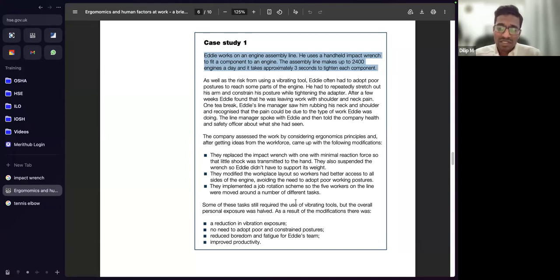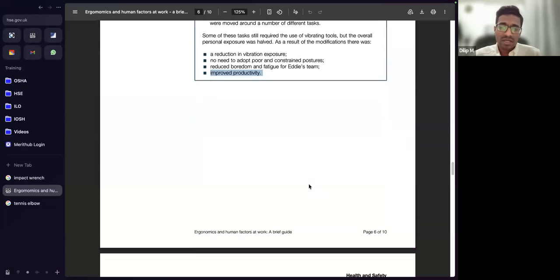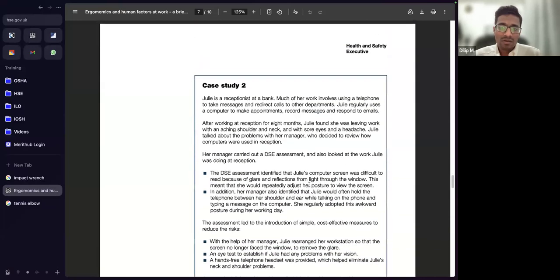So what are the benefits? A reduction in vibration exposure, no need to adopt poor and constrained postures, reduced boredom and fatigue, and most importantly, from the employer's point of interest, it improves the productivity. Okay. Now, one more case study, and then we'll move back.